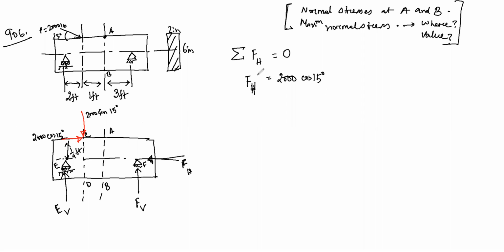Okay, actually let me write it like this. If I take this one as positive, so 2000 cos 15 degrees minus FH, it is on the negative side, equals 0. Okay, this one is gone.